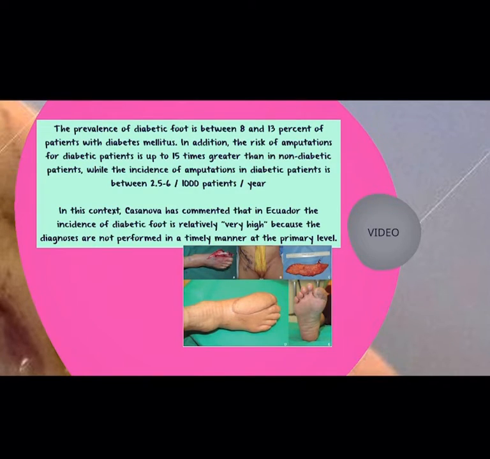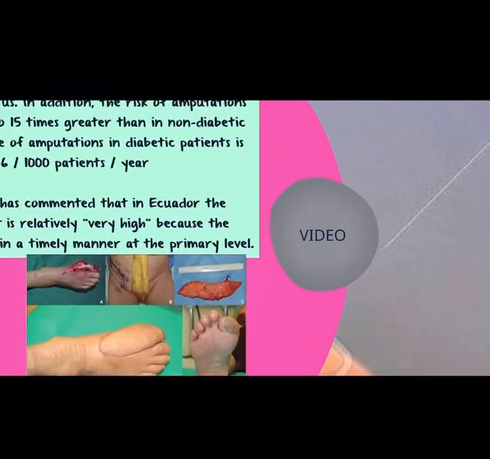In this context, Casanova has commented that in Ecuador, the incidence of diabetic foot is relatively very high because the diagnoses aren't performed in a timely manner at the primary level.